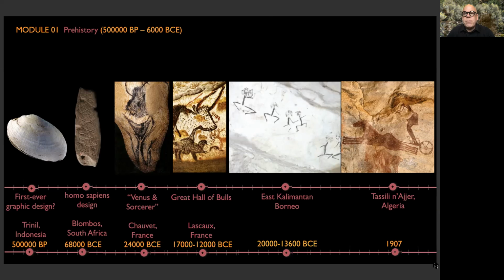Then I jumped way forward to talk about much more specific and identifiable ways of making marks, which is to say, performing graphic design, making marks with intentionality of some kind, usually to communicate better the meaning of something, a message. This is the Venus and Sorcerer image from Chauvet Cave in the Ardèche region of France.